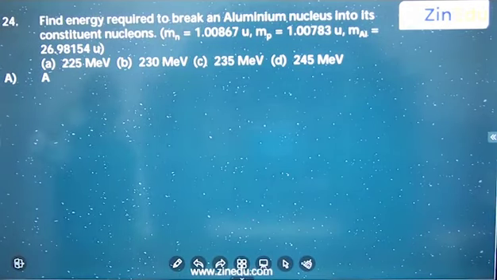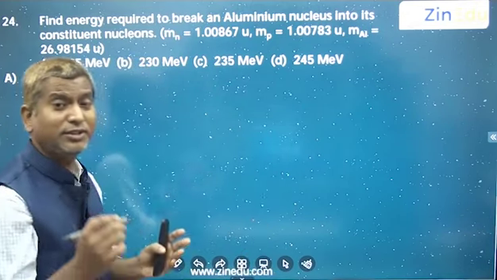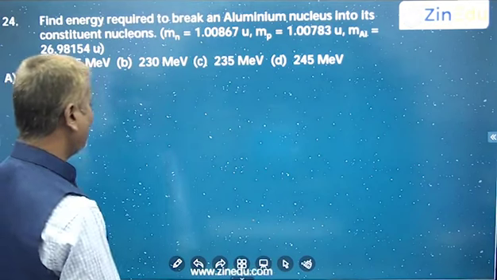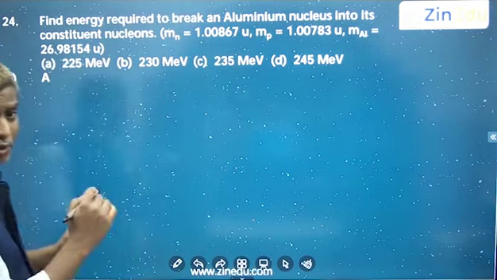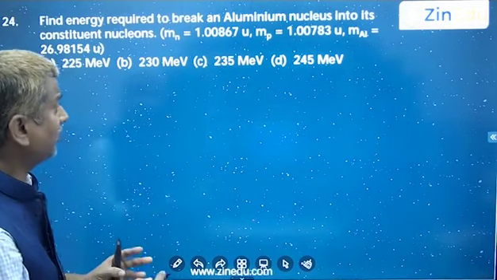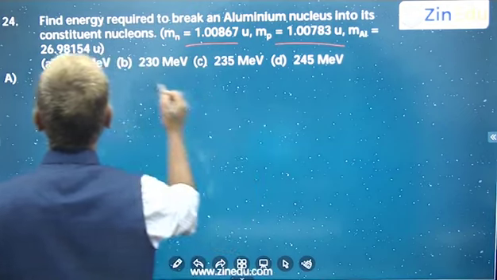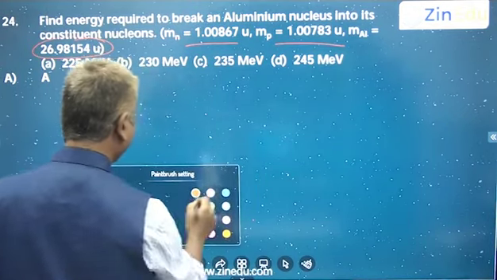Find the energy required to break an aluminum nucleus into its constituent nucleons. So the energy required to break a nucleus into its constituent nucleons is nothing but the binding energy. So that you need to find out. So how do you find that binding energy? It comes from the mass of the nucleons. Neutron mass is given, proton mass is given, aluminum total mass is also given. So simple.